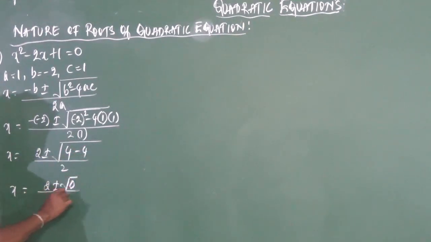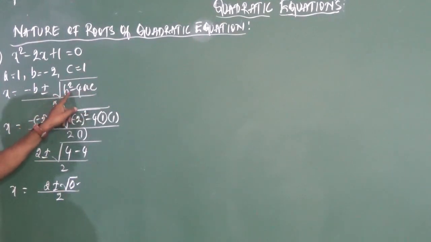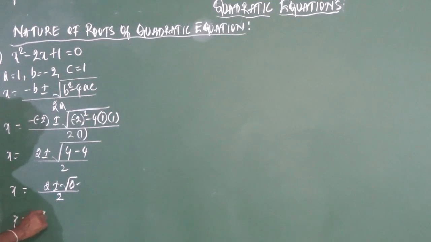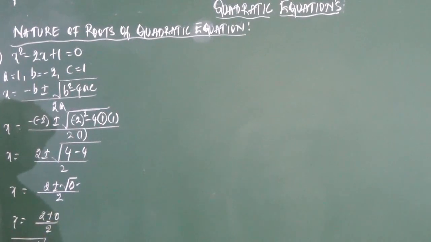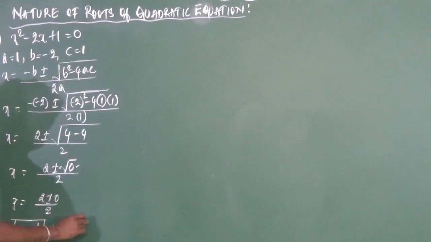Square root of 0 by 2. So this is a very important step here. Just look at the value of b square minus 4ac. By substituting the values of a, b and c, we have got the value as 0. You should observe that. So x is equal to 2 plus or minus 0 by 2. Therefore x is equal to 2 plus 0 by 2 is 1, or x is equal to 2 minus 0 by 2 is 1.